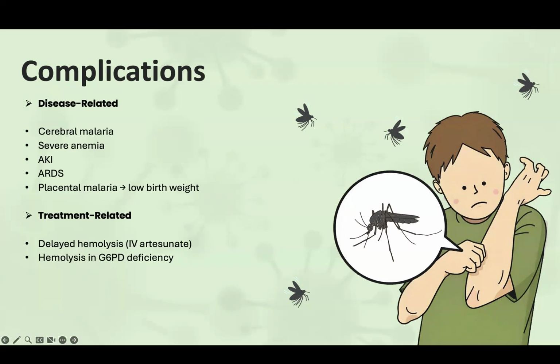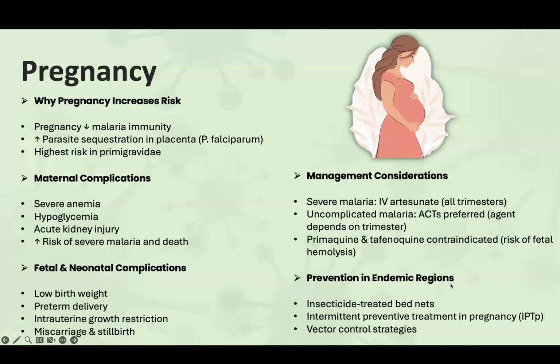Now, I mentioned that in pregnant patients, things are a little bit different. So I have a whole slide dedicated to that. Pregnancy significantly increases the risk of malaria because of altered immunity and unique parasite behavior. Plasmodium falciparum can adhere to placental tissue, which can lead to placental malaria, which disrupts oxygen and nutrient delivery to the fetus. Clinically, pregnant patients are at a higher risk for severe malaria, hypoglycemia, kidney injury, and death, while fetal complications include low birth weight, prematurity, miscarriage, and stillbirth. First-time pregnancies are particularly high risk.